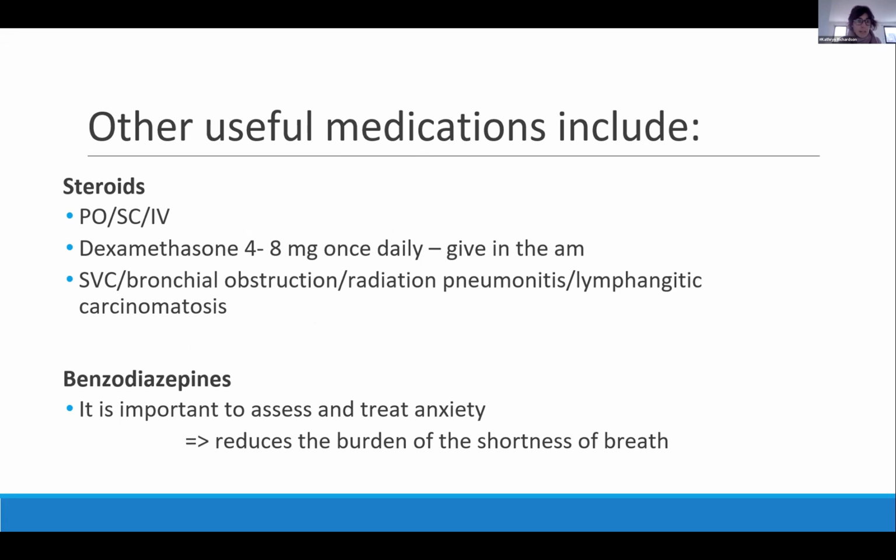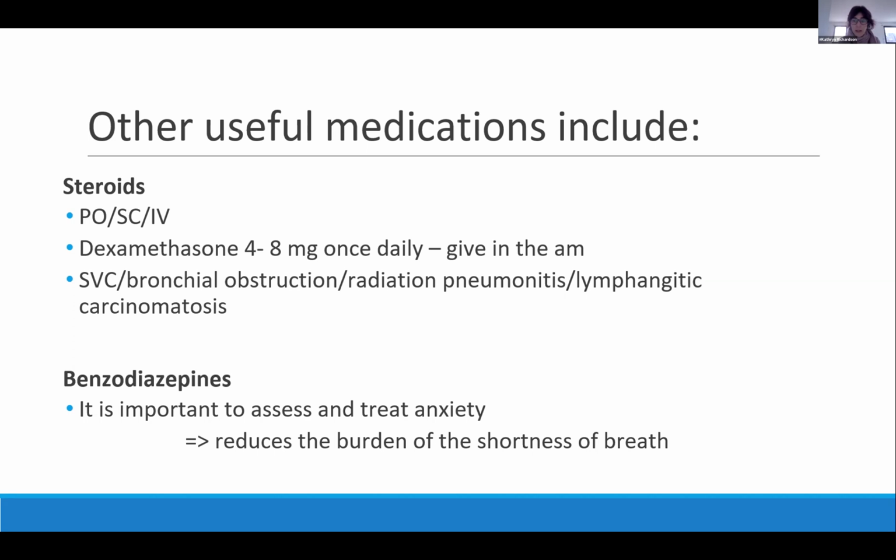And we've got here some conditions where you might think about adding steroids in. Okay, so superior vena cava obstruction or bronchial obstruction. So you're trying to take down some of the inflammation and improve the flow of air through the obstruction. Radiation pneumonitis. So if you're lucky enough to have access to radiation therapy for patients with tumours, that might be a reason to use steroids, so post-radiotherapy. And for some patients with lymphangitic carcinomatosis, steroids can be effective too.